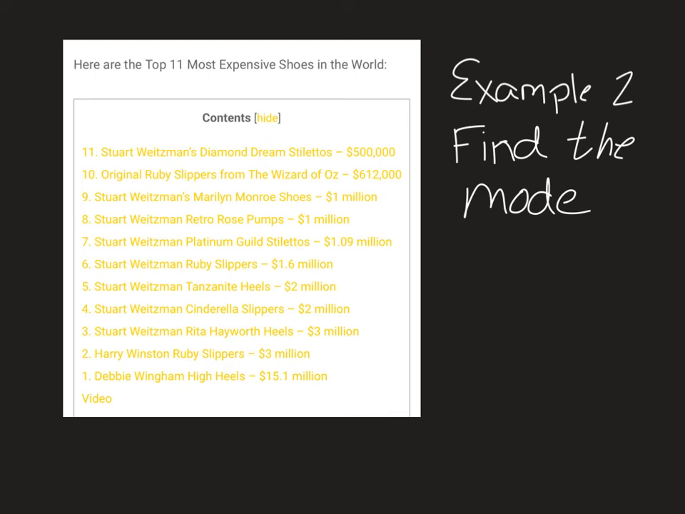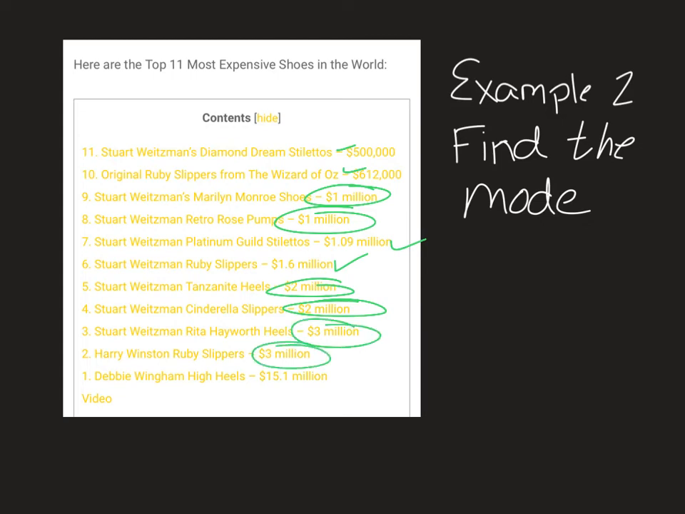Okay, example number 2. This is another one that is a little bit of a special case. If I look, I see that there's only one of these, only one of those, but there are 2 pairs of shoes that cost $1 million. But here I have 2 that cost $2 million. And then I also have 2 pairs of shoes that cost $3 million. So you can actually have more than one mode.